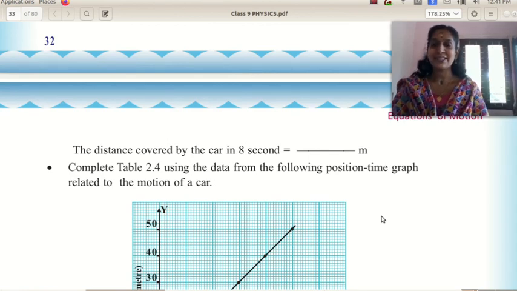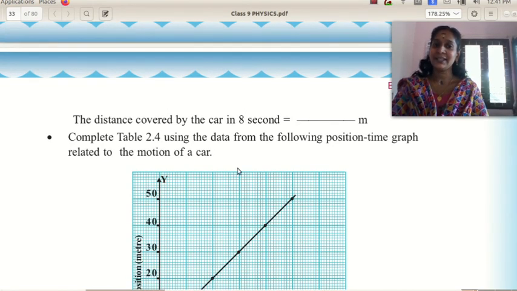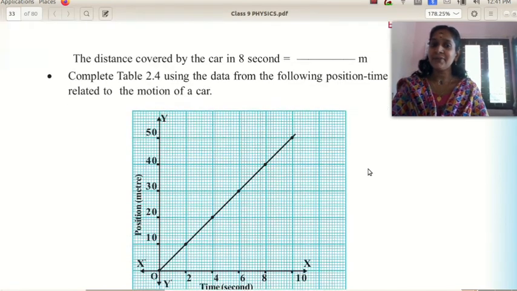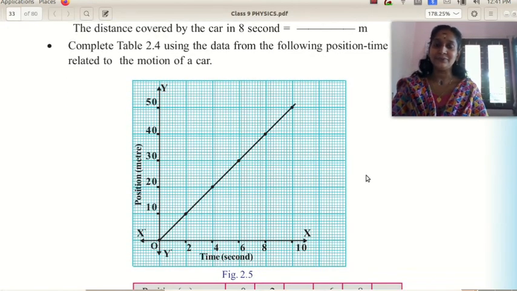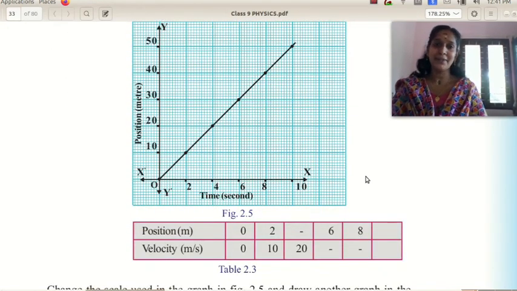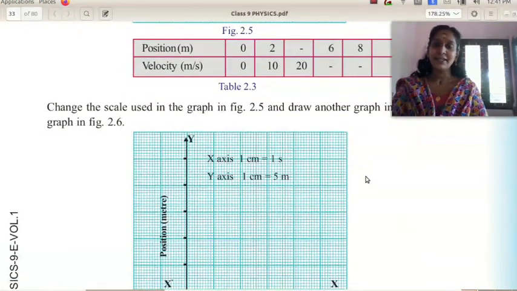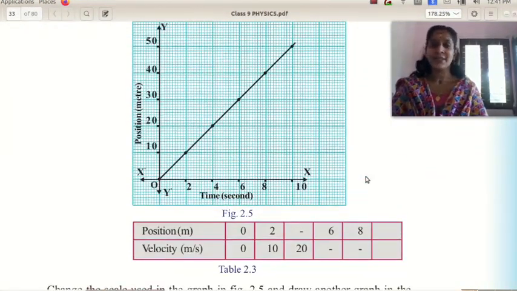You have one homework. Using the data given from this graph, you should complete this table. Only this homework. Okay, let us finish today. Okay, thank you.